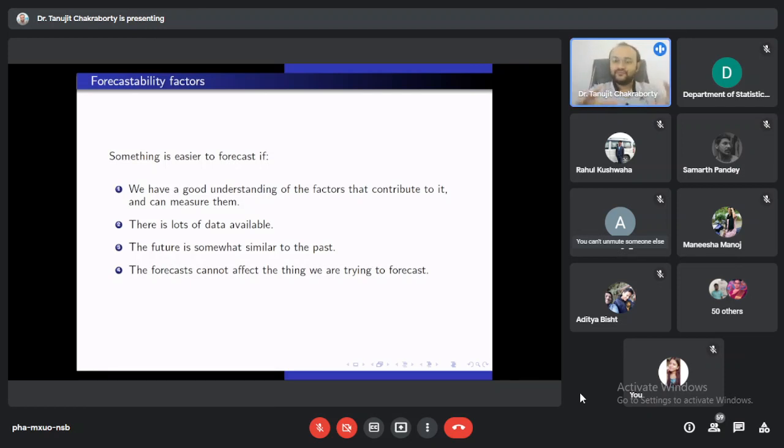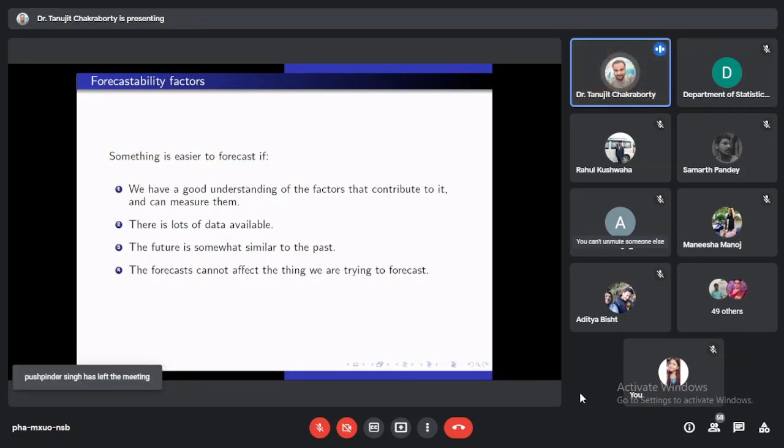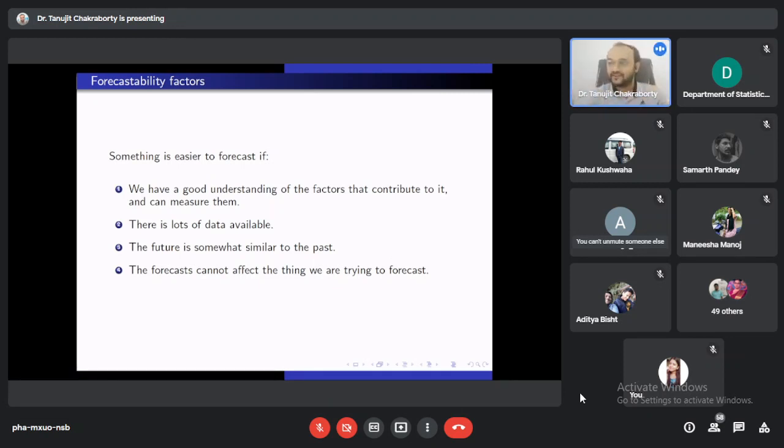If we have a data set for which we have a good understanding of the factors that contribute to it. Just like for dengue cases, what are the factors that contribute? Maybe the temperature, maybe the rainfall, maybe the wind speed. If we have all these data sets with us, which contribute as exogenous variables to the number of dengue cases, then we can forecast correctly. And we need a lot of data to be available.